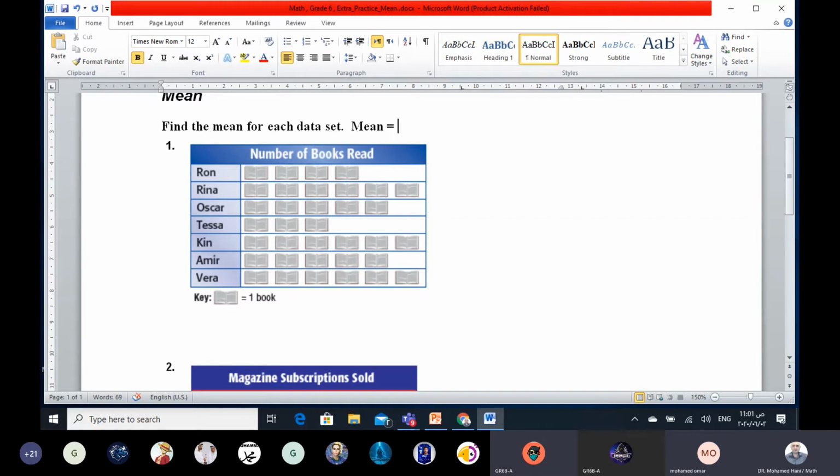Mr., I found the mean. What is the mean? The mean is 5. Great, great, fine. How to find the mean here?